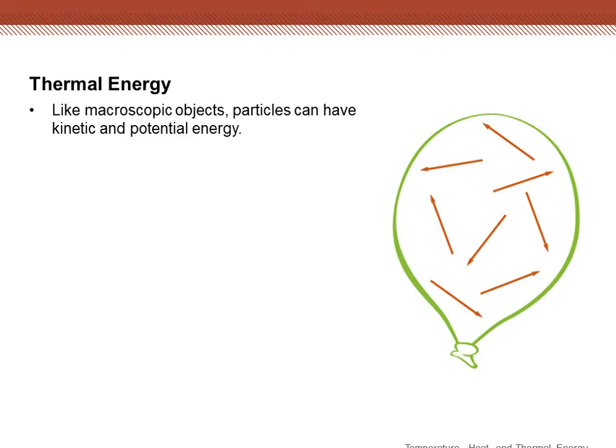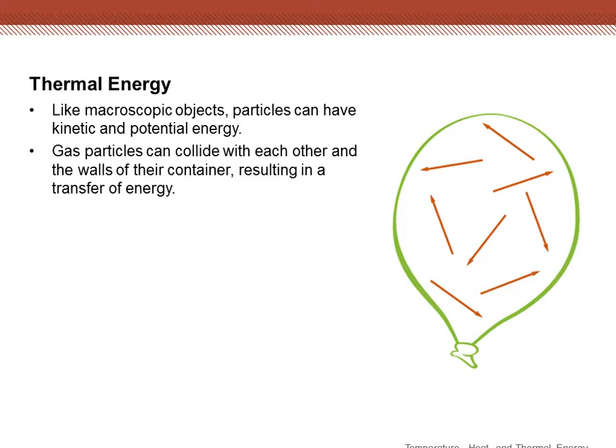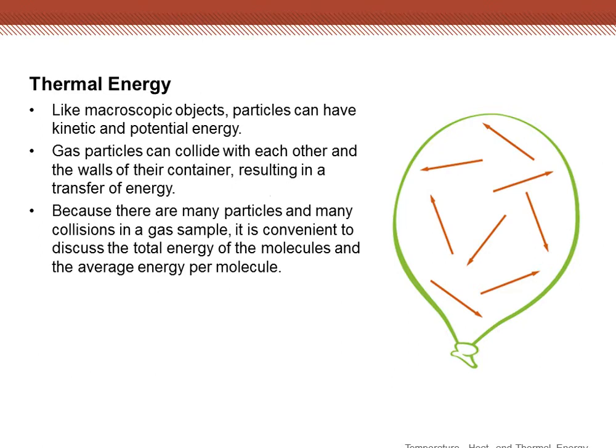So, thermal energy. Like macroscopic objects, particles can have kinetic and potential energy. So we can think of very small particles having this same type of kinetic or potential energy. Gas particles can collide with each other or the walls of their container, resulting in a transfer of this energy. And because there are many particles and many collisions in a sample of gas, it's convenient to discuss the total energy of the molecules and the average energy per molecule.